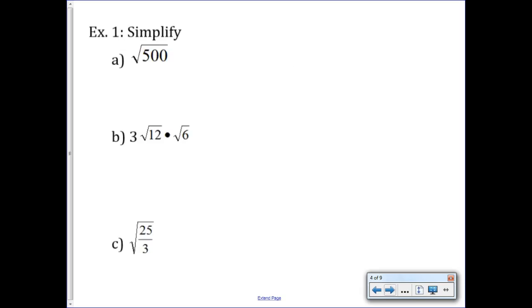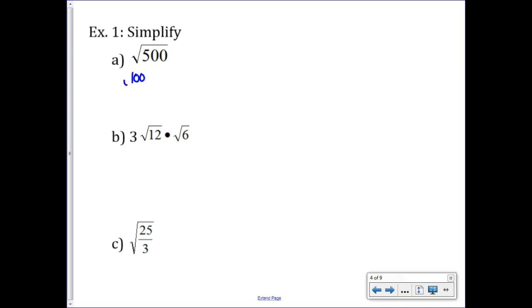So when we simplify the square root of 500, we need to find the largest perfect square that will divide into 500. So remember, perfect squares are 1, 4, 9, 16, 25, 36. It's something that multiplies by itself. So our largest perfect square in 500 is going to be 100. And 100 times 5 gives you 500.